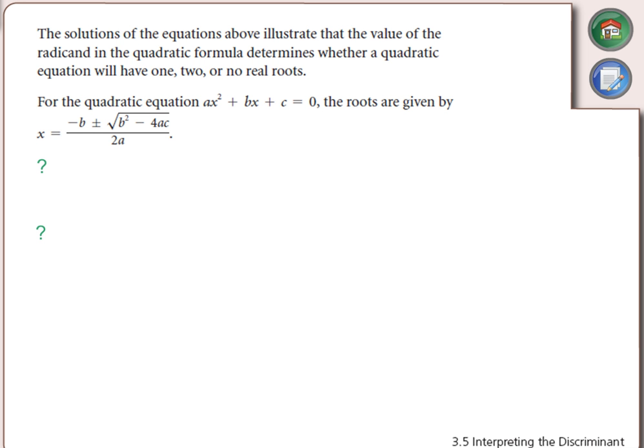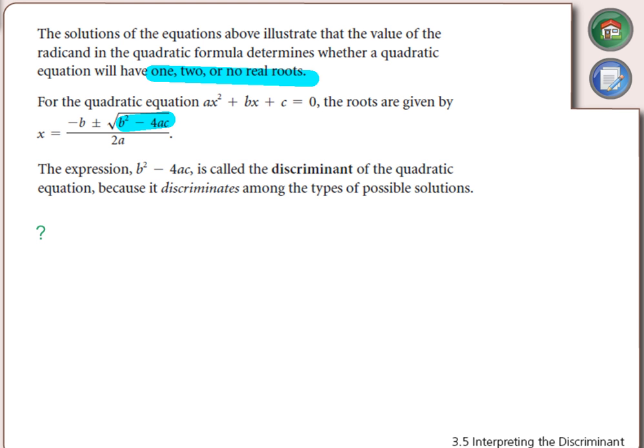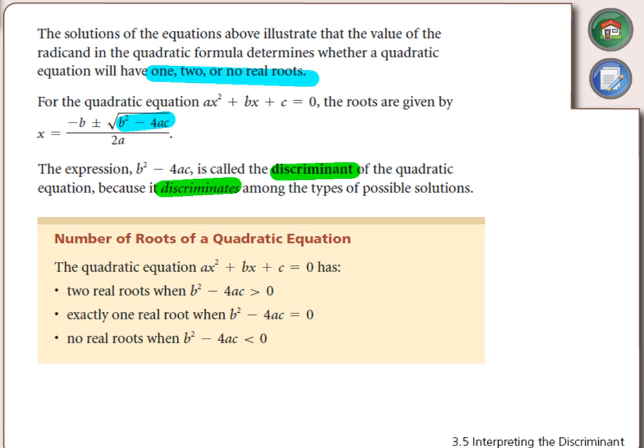So if you notice, when we're looking at 1, 2, or no real roots, it always comes down to what's happening underneath that square root, because that's what really determined what was going on. That part that's determining it is going to be called a discriminant, because another word for determinant is discriminates among the types of possible solutions, the 1, 2, or none.